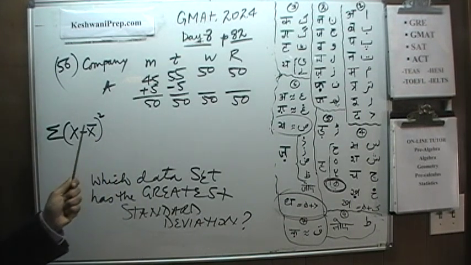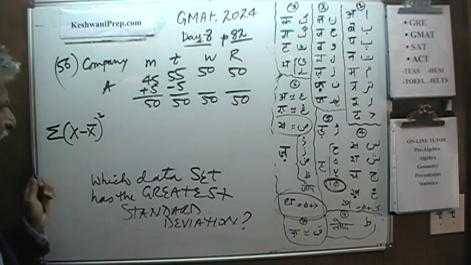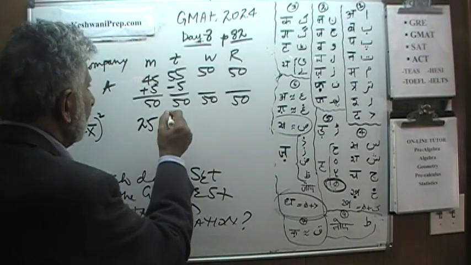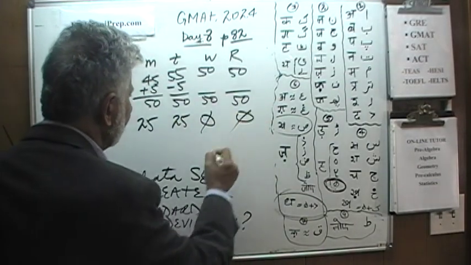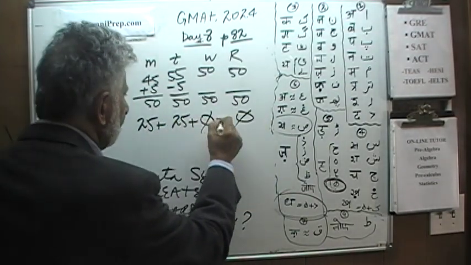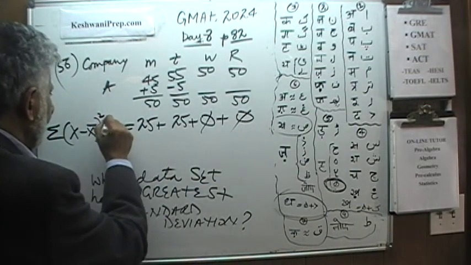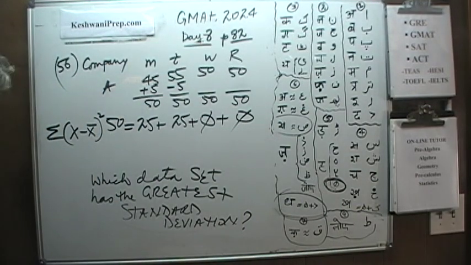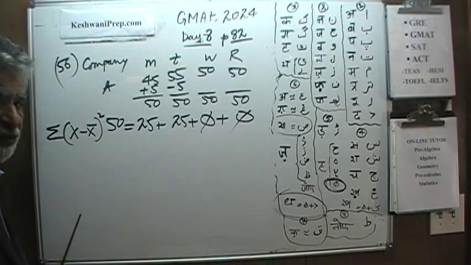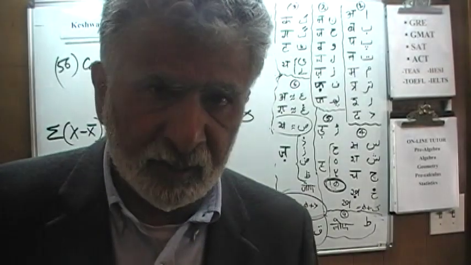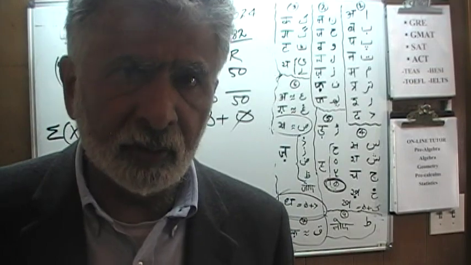45 minus 50 is 5. Because we're going to square it, it doesn't matter whether it's positive or negative. 5 squared is 25. This is 55, so this is 25. That's 50, so that's 0, and that's 0. And that's 50. Since in a standard deviation you have to divide by the number of observations, we're not going to do that because it doesn't matter.